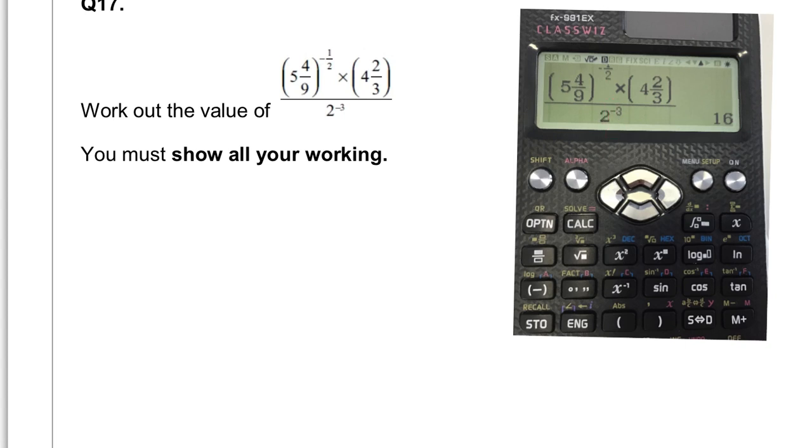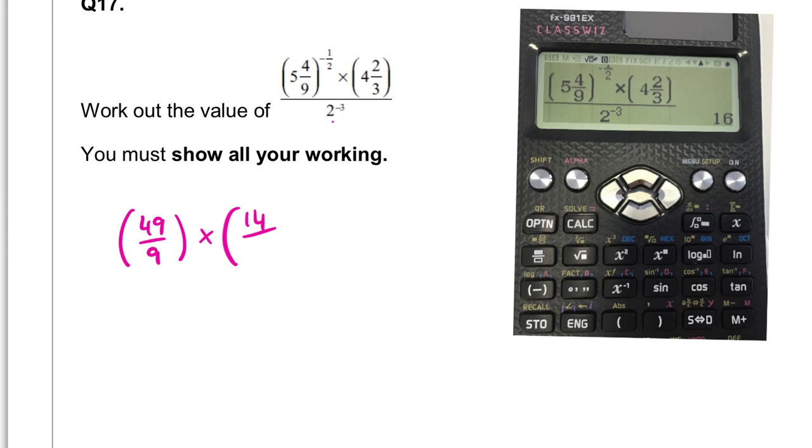But let's actually show this. First of all, this will help you as well with algebra. I suggest turning everything into a mixed fraction first. So what do we know? 5 and 4 ninths. What is 5 times 9? 45 plus 4. So I get 49 over 9, times, and then 4 times 3 is 12.